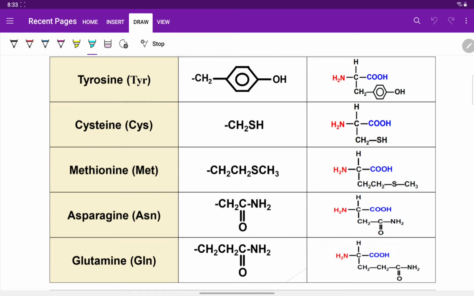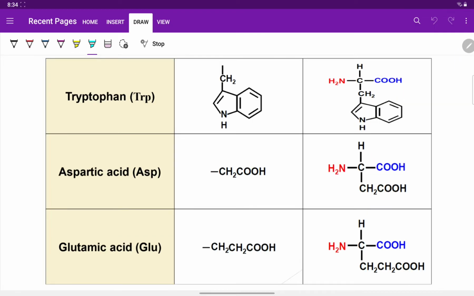Okay, the next one we have tyrosine, cysteine, methionine, asparagine, and glutamine. Okay, so these are the structures of your amino acids, and these are the side chains that are bonded to the alpha carbon over here. So now over here is tryptophan, okay, aspartic acid, glutamic acid. Okay, untuk aspartic acid and glutamic acid, if you can see over here, we have two carboxyl groups.